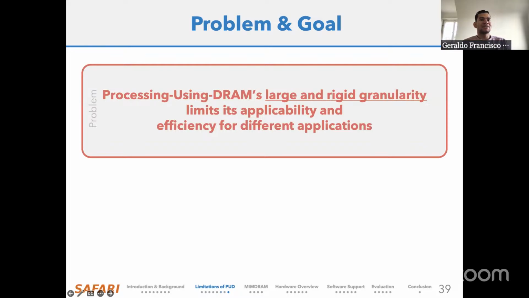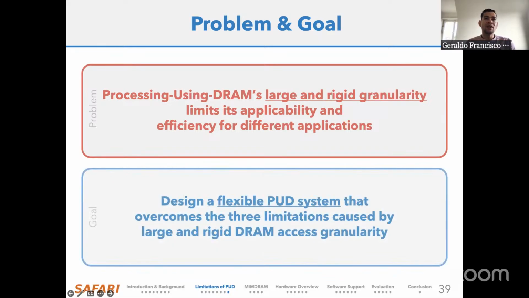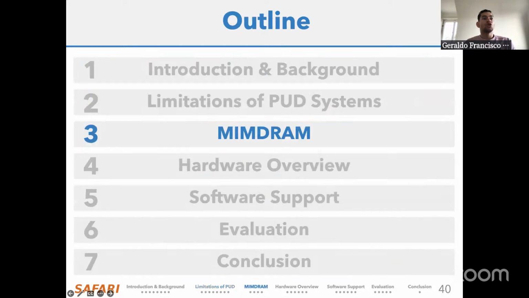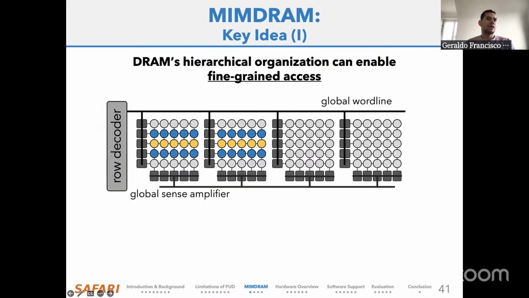So to summarize, process using DRAM architectures suffers from the rigid and inflexible access granularity of DRAM chips, which affects their applicability to different applications. Thus, our goal in this work is to design a flexible process using DRAM system that overcomes the three limitations caused by DRAM's large and rigid access granularity. To this end, we propose MIMDRAM.